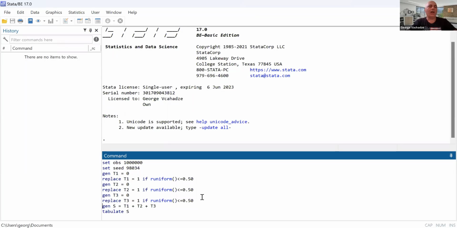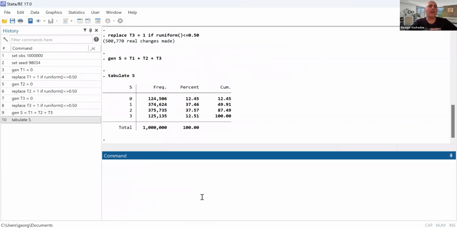Then we generate a new random variable S, which is the total number of tails in this experiment. What are the possible values for S? We can get tails exactly 0 times, exactly once, exactly twice, or exactly 3 times. Those are all the possible outcomes, 4 in total. Now if we run the program and tabulate S, we get the frequency table.